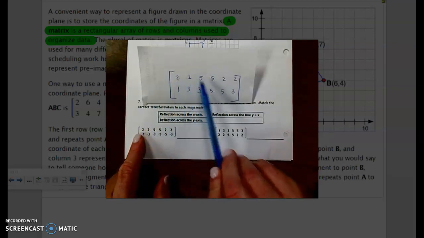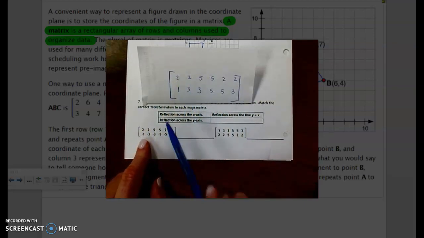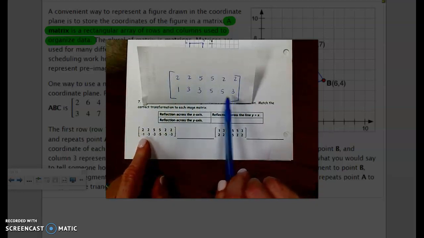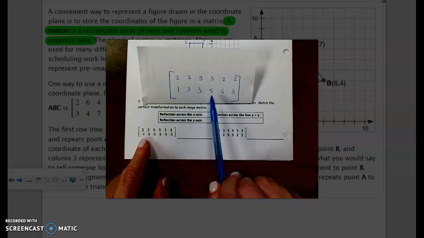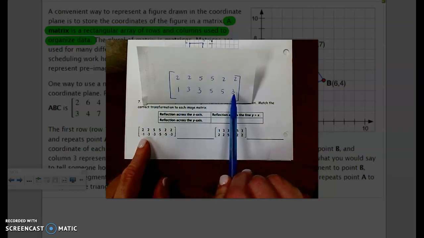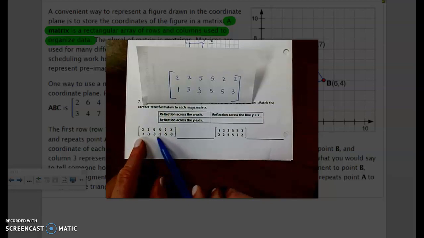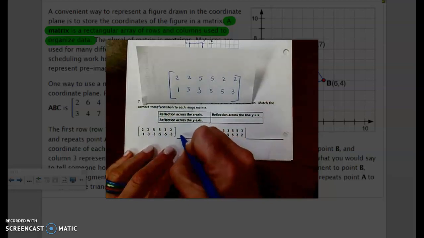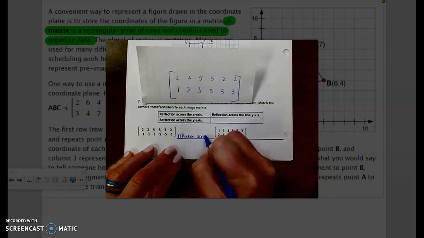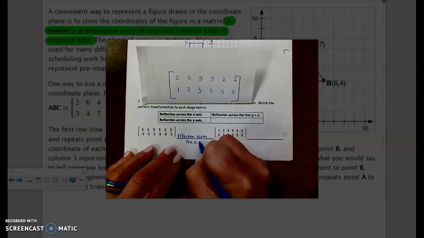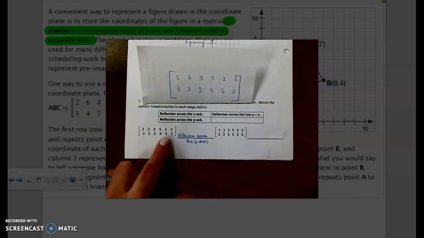Notice the top row did not change, but the bottom row did. And what changed on the bottom row? Just its sign. So what does the bottom row represent? Remember, those are our y coordinates. So if we simply change the sign on y, where did we move that figure? So remember, if you reflect over the y-axis, you change the sign on x, like we did in number 5. But this is changing the sign on y, so we must have reflected across the x-axis. So this is a reflection across the x-axis, because it changed the sign on y.